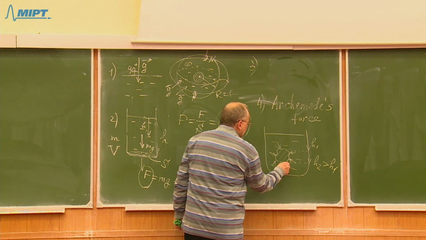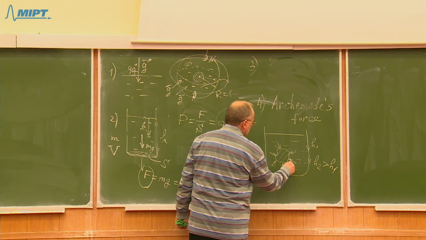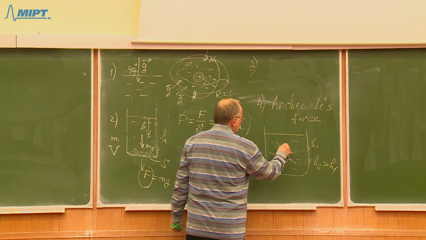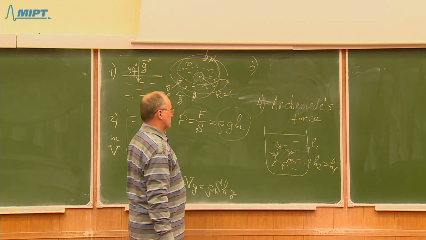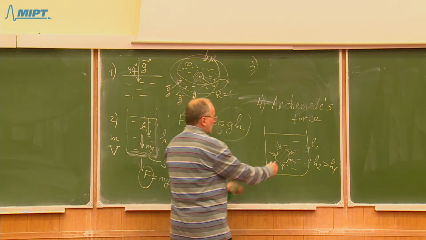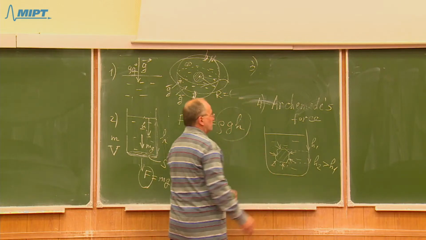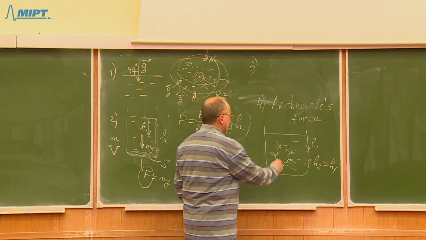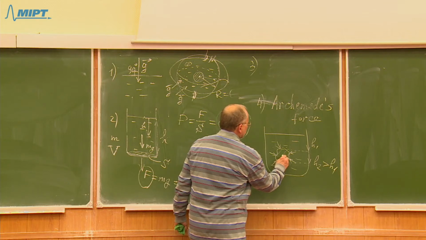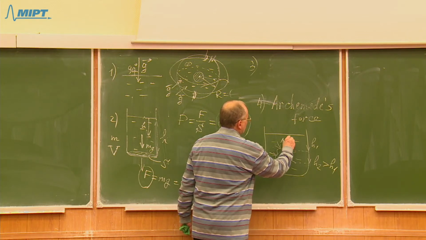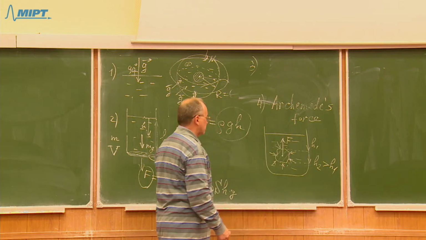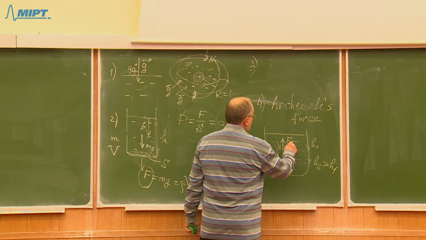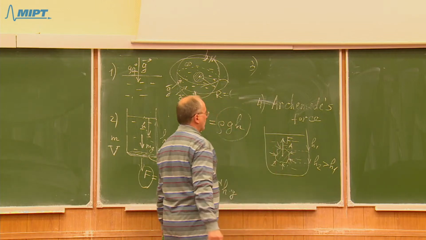Therefore, the pressure inside the liquid at this depth is larger than the pressure inside the same liquid at the upper side of the object. And therefore, if we add all these forces of pressure acting on the object, there will be some resulting force, or some net force, acting upward. This net force is called the force of buoyancy, or the Archimedes force.